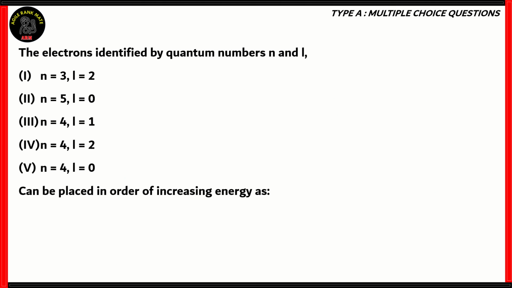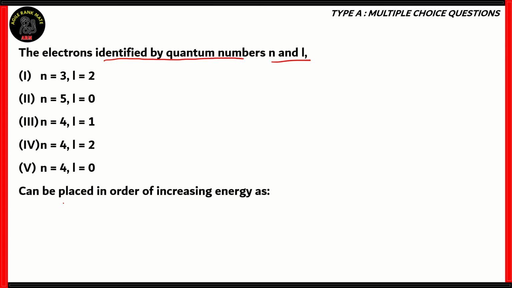Now, let's look at another question. For the electrons identified by quantum numbers n and l, we have 5 electrons. The first one is n equals 3, l equals 2. The second one is n equals 5, l equals 0. The third one is n equals 4, l equals 1. The fourth one is n equals 4, l equals 2. And the fifth one is n equals 4, l equals 0.